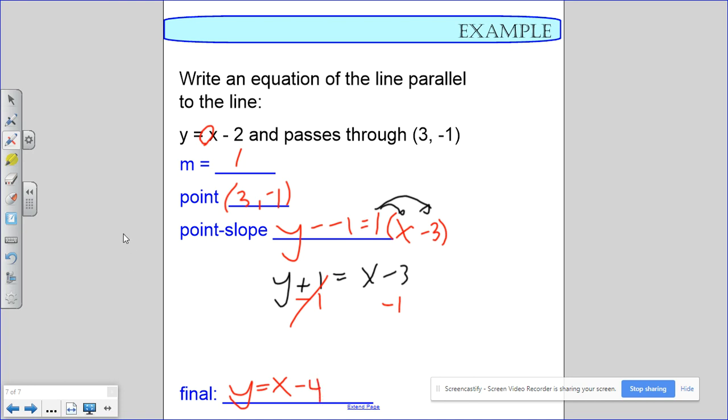These are the two types of problems you'll see. We're still working with parallel and perpendicular lines, and it's going to walk you through these steps where you're entering in what your new slope's going to be, your point, and then point-slope down to slope-intercept. Let me know when you have questions.